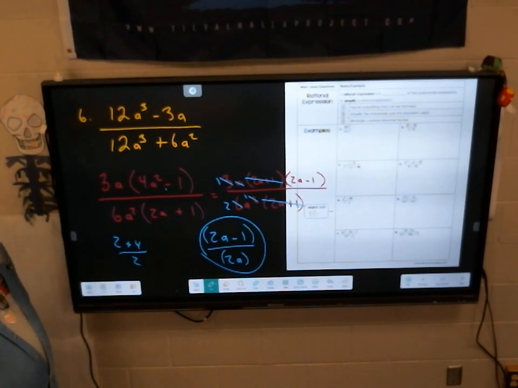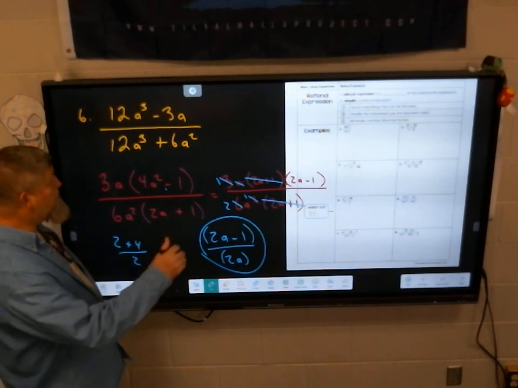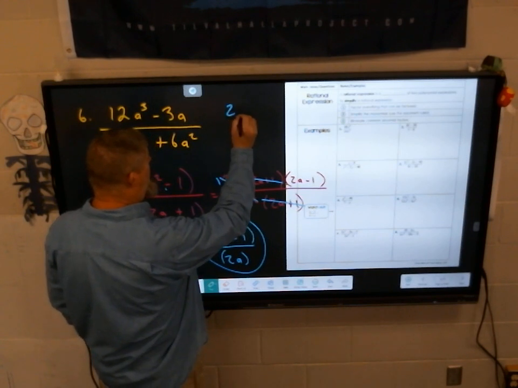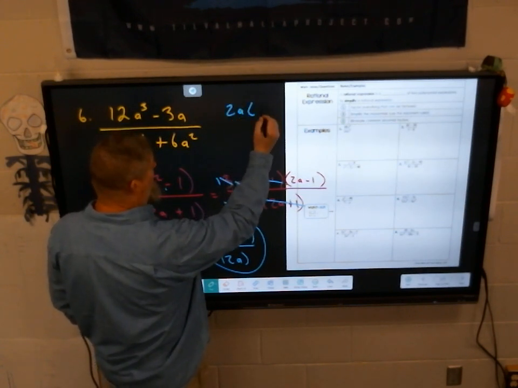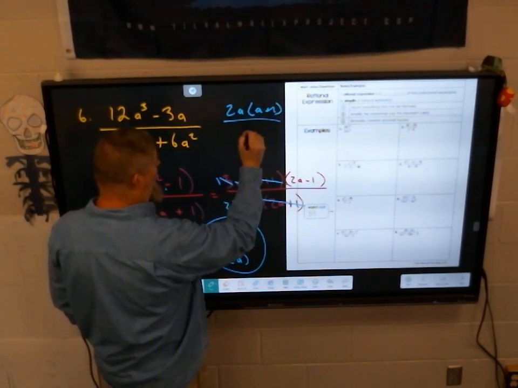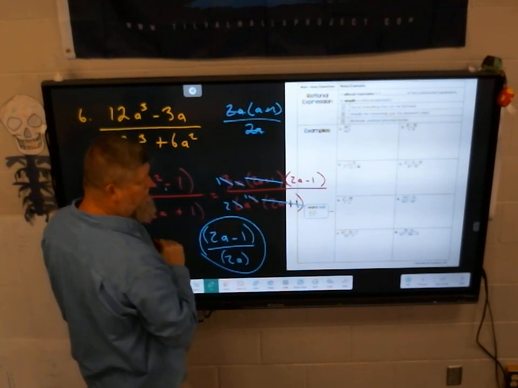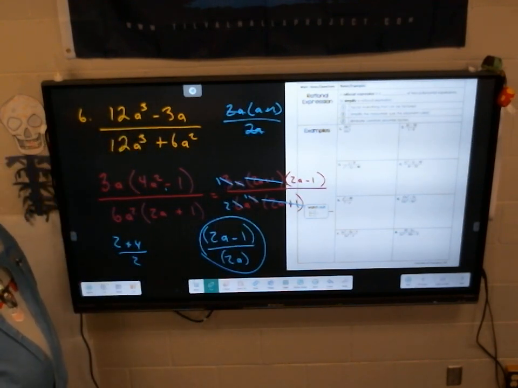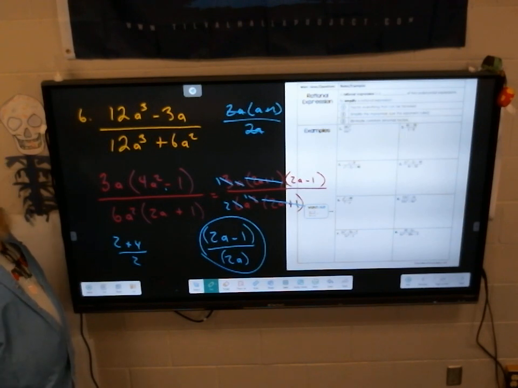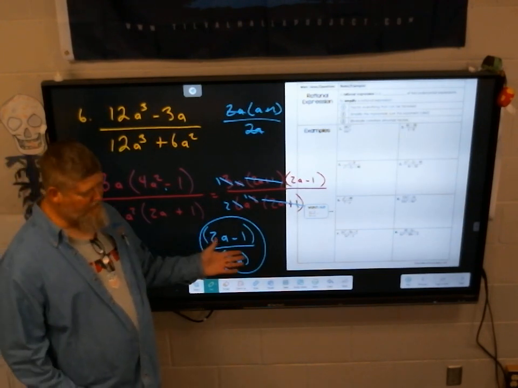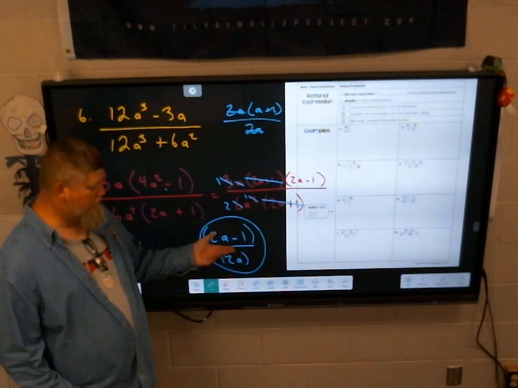So if it was like 2 times something, or 2 divided by 4, yes. Class, if it was something like 2A times A plus 1 over 2A, then you could cancel. I'm not going to say in parentheses, I'm going to say if it's being added or subtracted to something, you can't cancel, whether it's in parentheses or not.